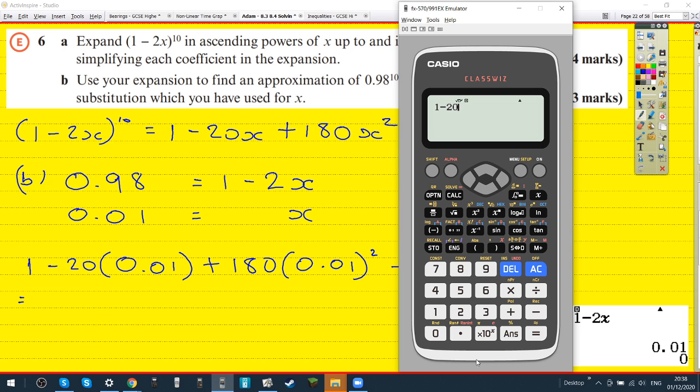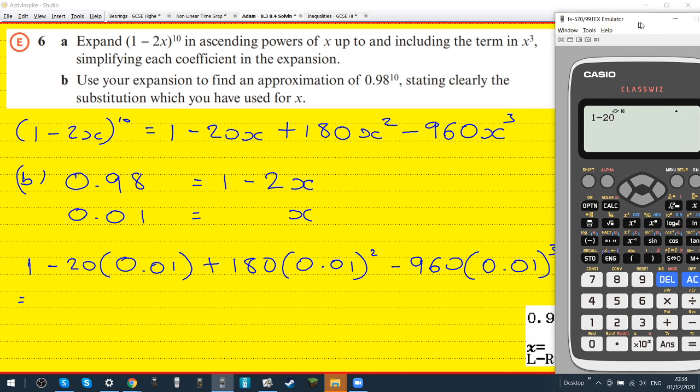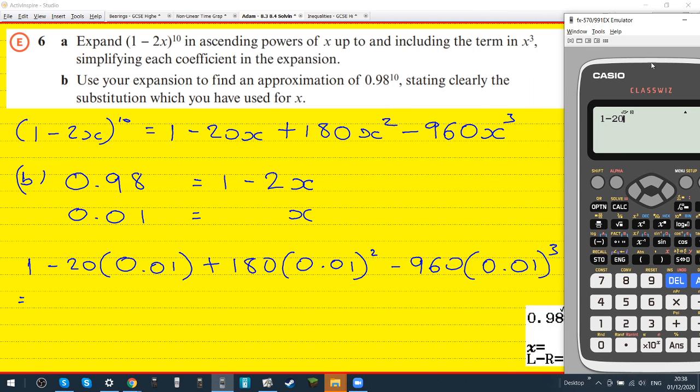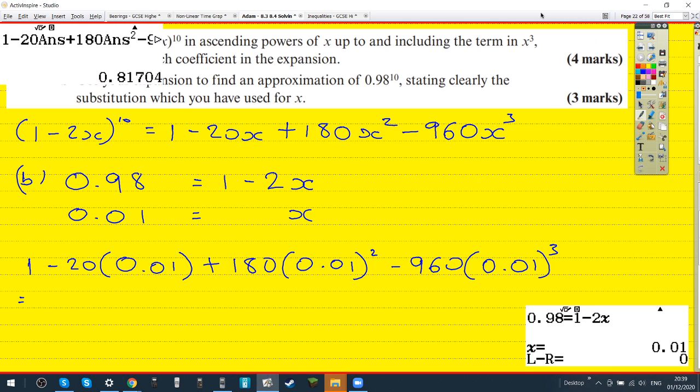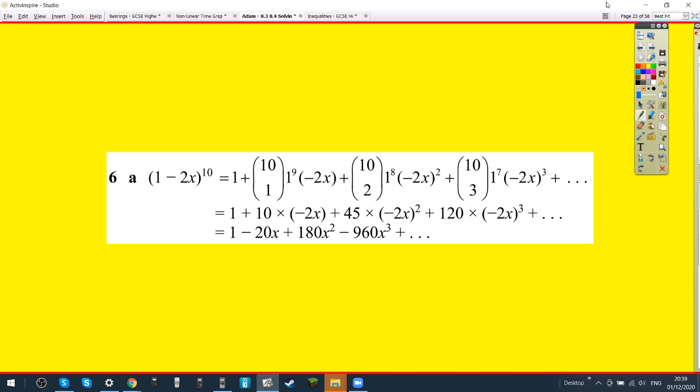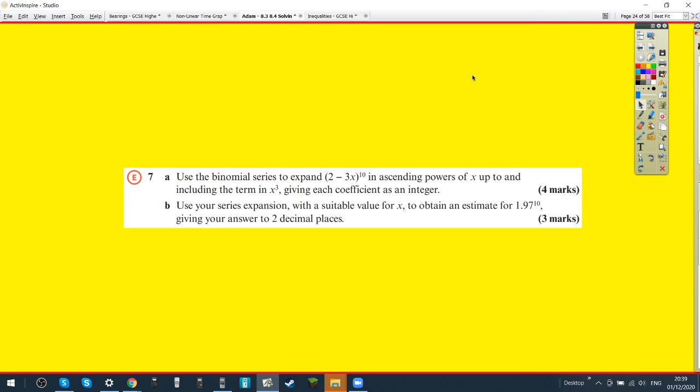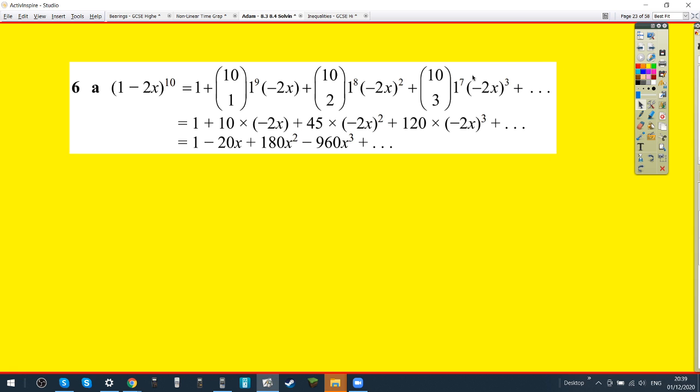Is that 960, right? Sorry, minus 960. Yeah. I got 0.81704. And they didn't ask for an approximation or whatever. Yeah, I think we got the same thing. Let's see. 0.81704. Oh, that's the answer for part A. Well, I don't have it, but I'm sure that that's correct.